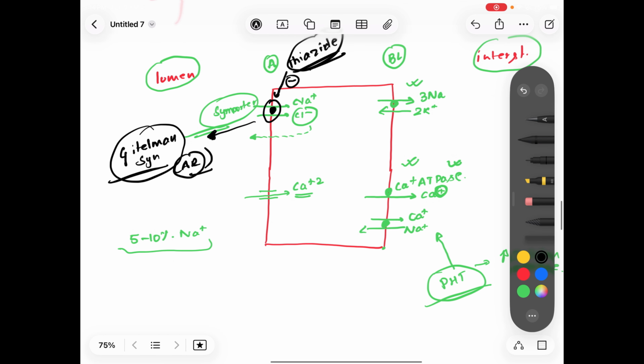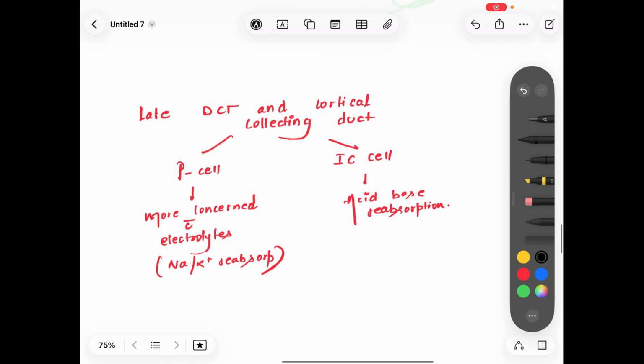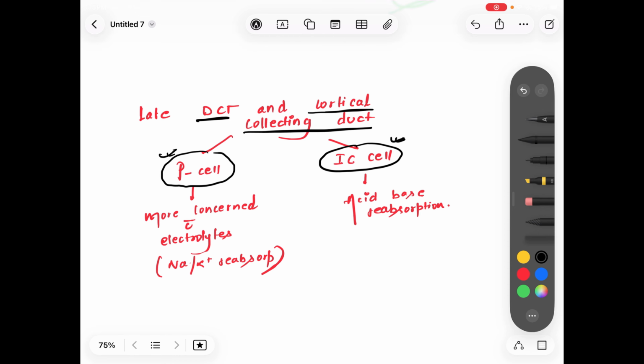Now coming to the late part of the DCT. Actually, the late part of the DCT and the cortical collecting duct are very similar, so we will discuss these two together. Combining these two, we have two types of cells located in the late DCT and cortical collecting duct. The first one is the P cell, which is called the principal cell. And the second one is the intercalated cell. The principal cell is more concerned with electrolyte management, like sodium and potassium reabsorption. And the intercalated cell is more concerned with acid base regulation.